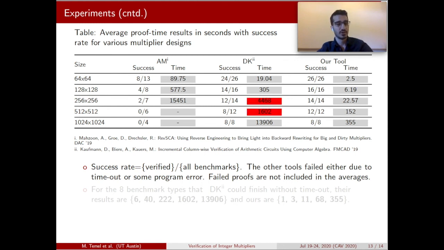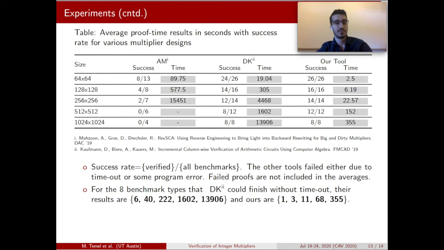Kaufmann's tool could run most of the benchmarks, but started to time out for some Booth encoded designs after 256 by 256 bit multipliers. That is why it looks like they are getting faster for 512 by 512 bit multipliers. Their averages just do not involve the slow multipliers at that point.